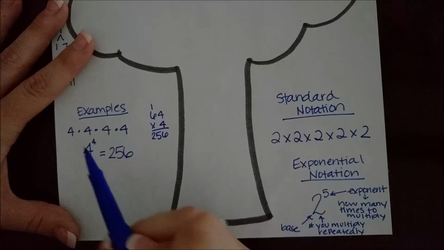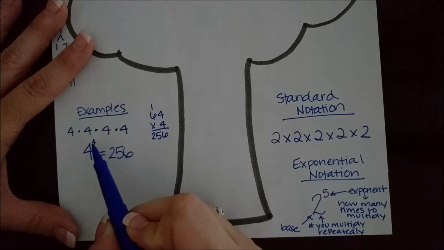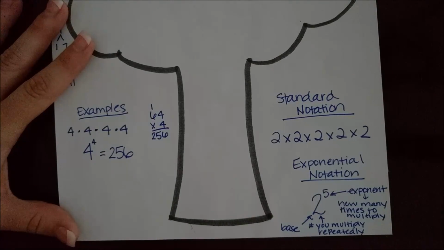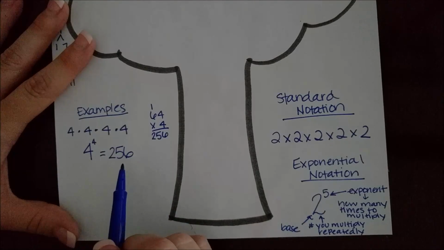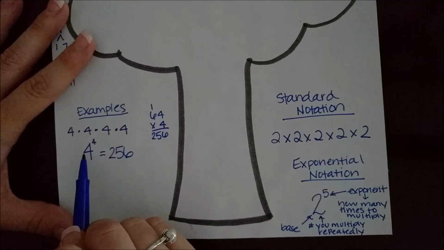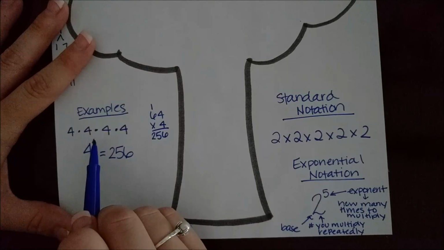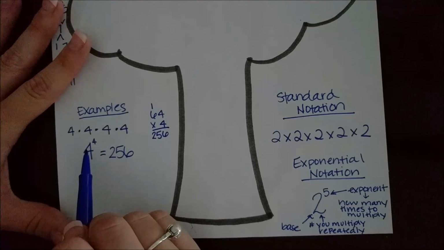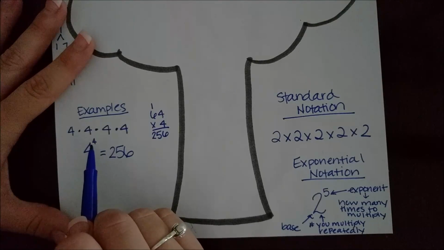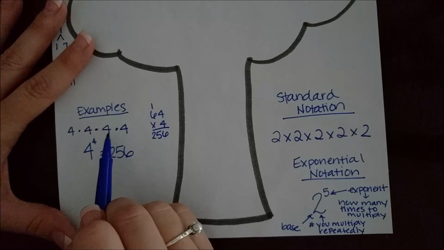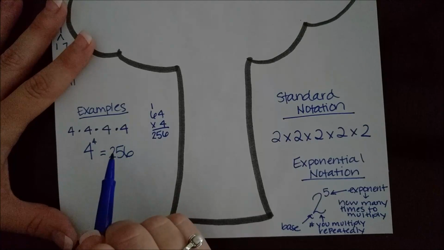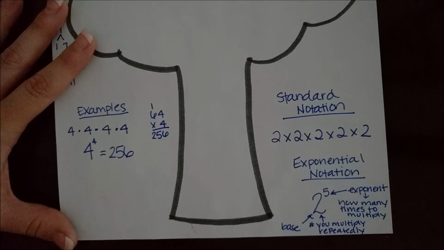Now, please don't get confused and say, oh, that's 4 times 4. Well, what is 4 times 4? 16. That is not the same as 256. So be careful. When you're looking at this, it is not 4 times 4. It's multiply 4 repeatedly 4 times. 1, 2, 3, 4. 4 times 4 is 16. 16 times 4 is 64. And 64 times 4 is 256. So let's be careful on that.